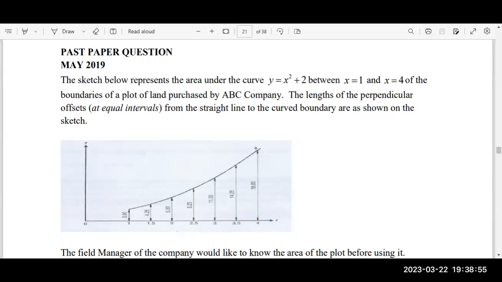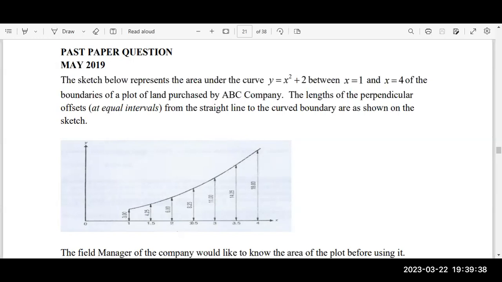Can you see my cursor? Yes, sir. Okay. It did say from x equals 1 to x equals 4. So this is x equals 1 right here, and x equals 4 right here. It looks like we're going up in intervals of a half. That means the width of the trapezium is going to be a half, because 1 plus a half is 1.5, plus another half is 2, plus another half is 2.5.